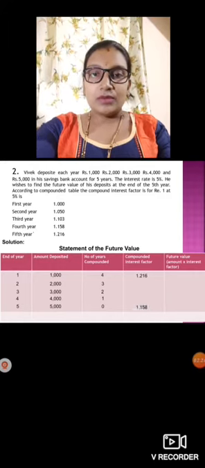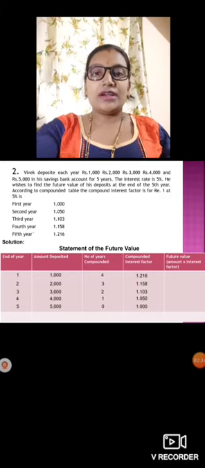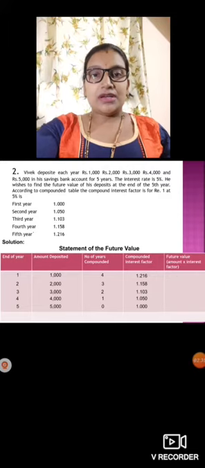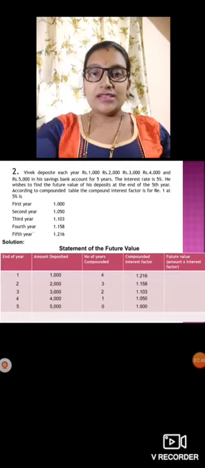1.216, 1.158, then 1.103, 1050 and 1000. Okay, first year they have given it as, means first year investment, it will be only 1 rupee interest will be there. Then for second year we have 1000 here, then 1.103, then 1.158 and fifth year investment it is 1.216.